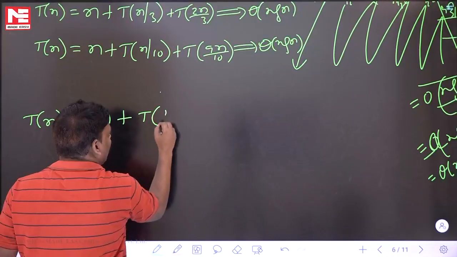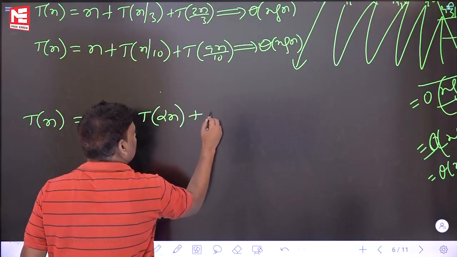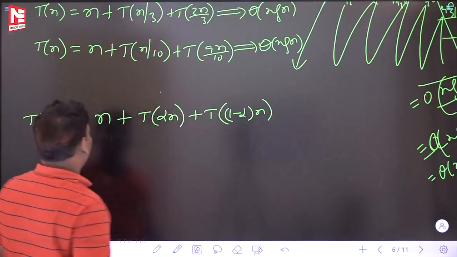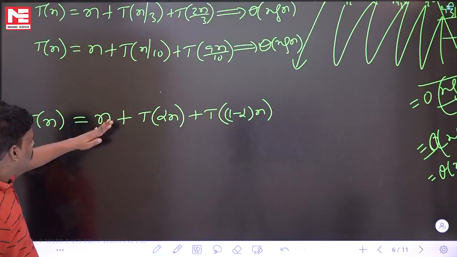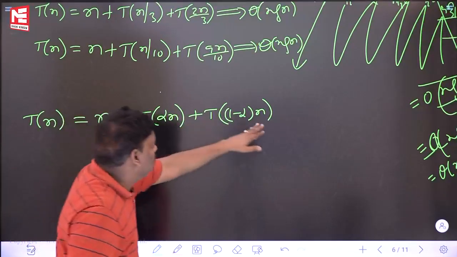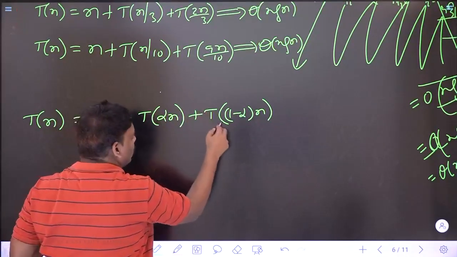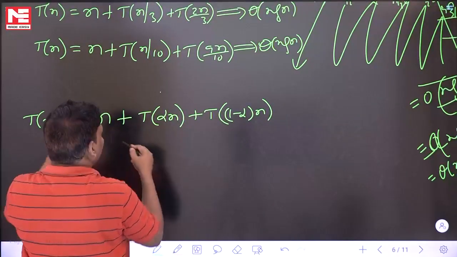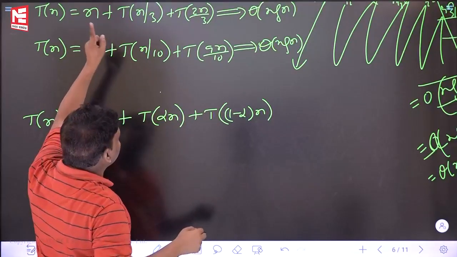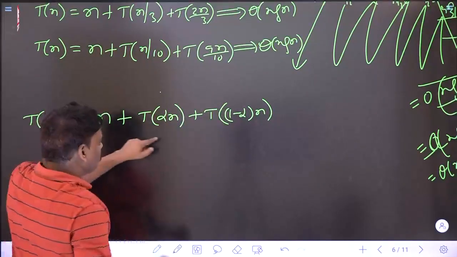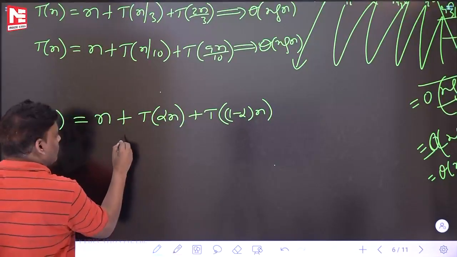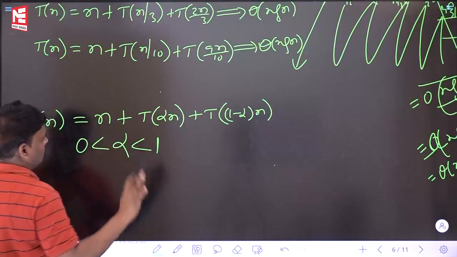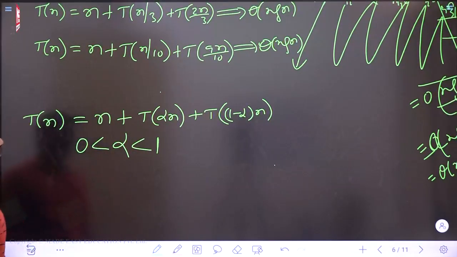How? T(alpha n) elements on one side plus T((1 minus alpha) n) on the other side. After the partition algorithm is over, n time is over, then the array will be divided like this. If this kind of division is there, then the quicksort algorithm will give best case or average case, which is n log n. Some people are asking, sir, what is alpha? Alpha lies between more than 0 and less than 1. What is the meaning? Alpha is a fraction. Please be careful.